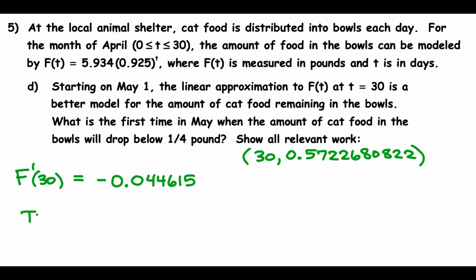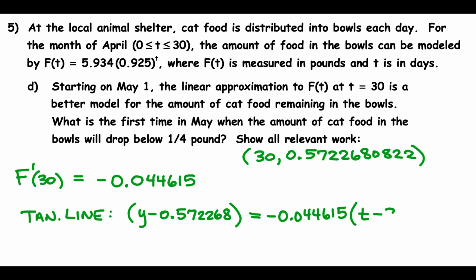All right, so we need to write the equation of the tangent line. And our tan line, I'll put in point slope form. It's going to be y minus y1, which is the 0.5 and change, equals the slope. And then, of course, the x, or t in this case, is 30 days. All right, that'll be the tan line starting on April 30th. And we want to see how long it'll take until y is less than a quarter pound.